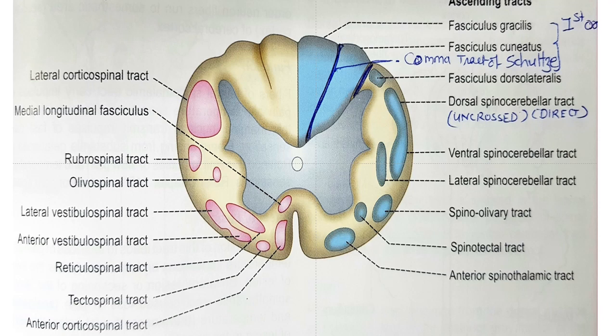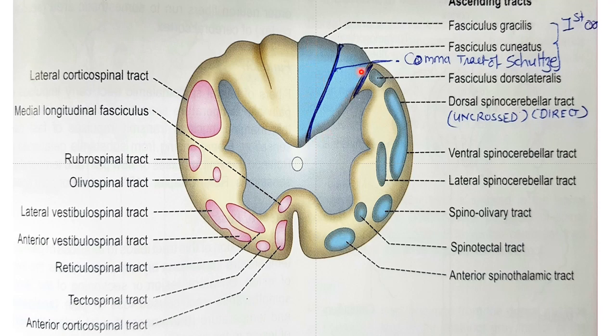By this diagram, the white matter can be divided into 3 funiculi. This is the dorsal column funiculus, or you can say dorsal column white matter. This is lateral, and this is the anterior white column. For our convenience, these columns carry particular types of ascending tracts. Here you will find the dorsal column tracts, named fasciculus gracilis and fasciculus cuneatus. In between the two is the comma tract of Schultz.